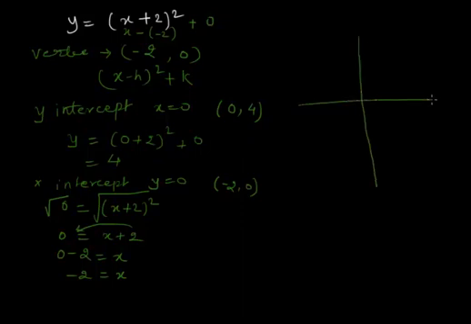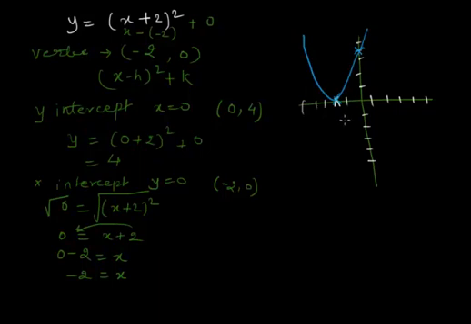We are going to plot the graph now. The vertex is (minus 2, 0): x is minus 2, y is 0. This is the point of the vertex. Then the second point is the y-intercept (0, 4): x is 0, y is 4, 1, 2, 3, 4. Then the x-intercept (minus 2, 0) is the point on the x-axis, same as the vertex. So this is the shape of the graph.